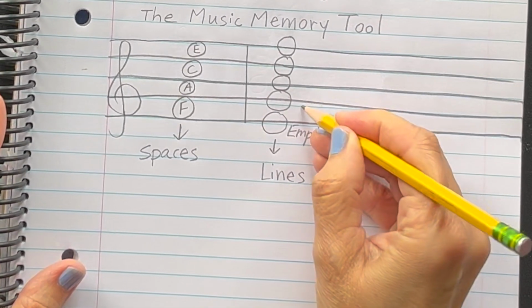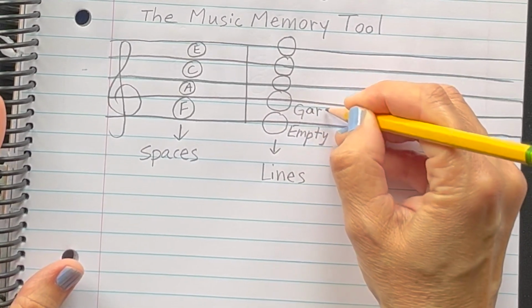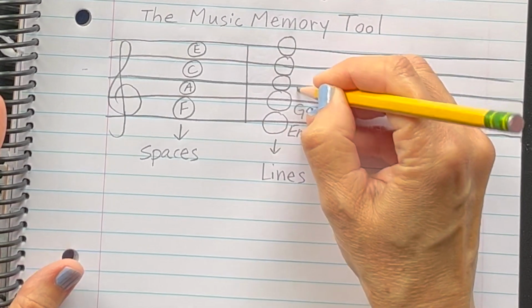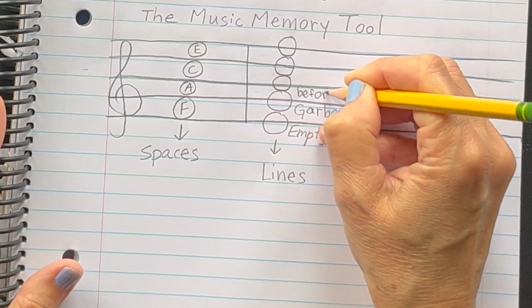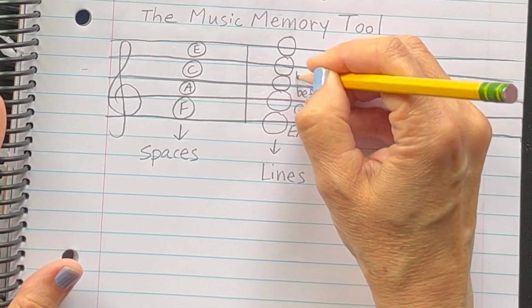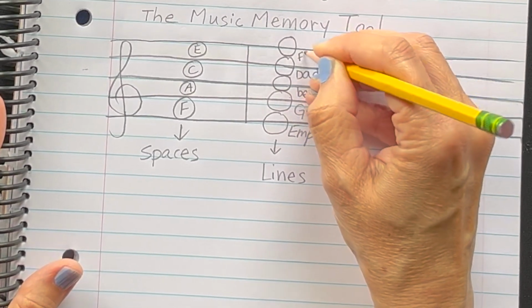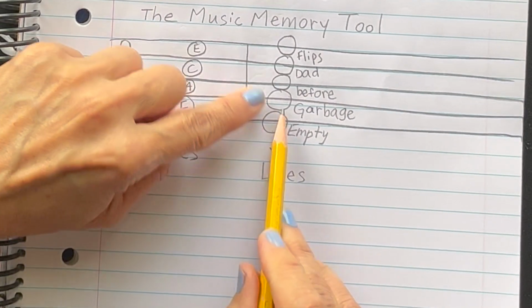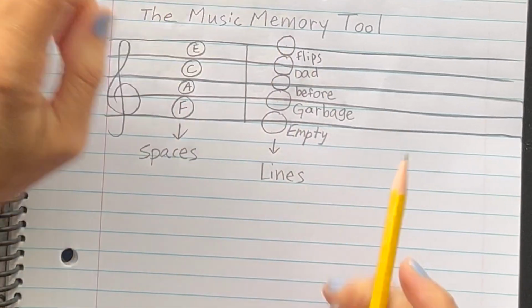Empty. Garbage. Before. Dad. Flips. E, G, B, D, F.